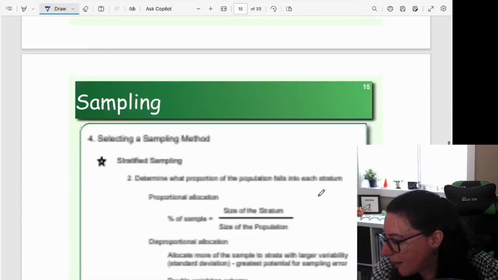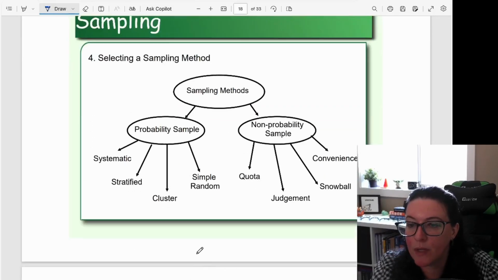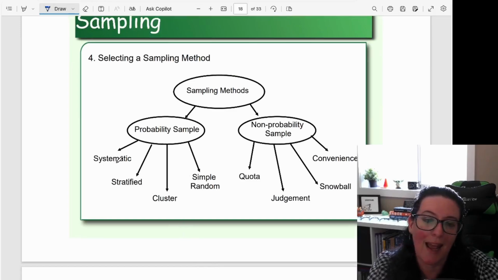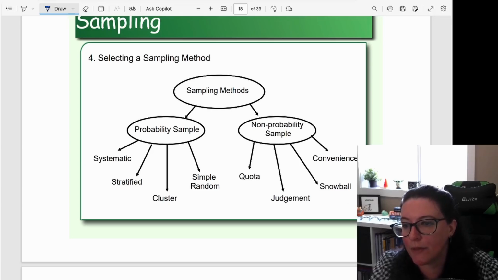So we have talked about simple random sampling, cluster, stratified, and systematic. In our next video, we'll look at non-probability samples.